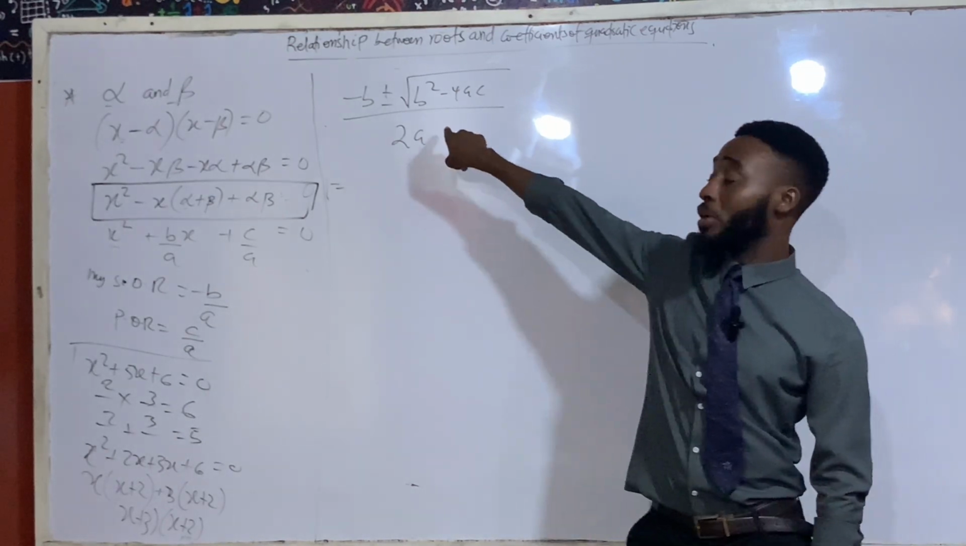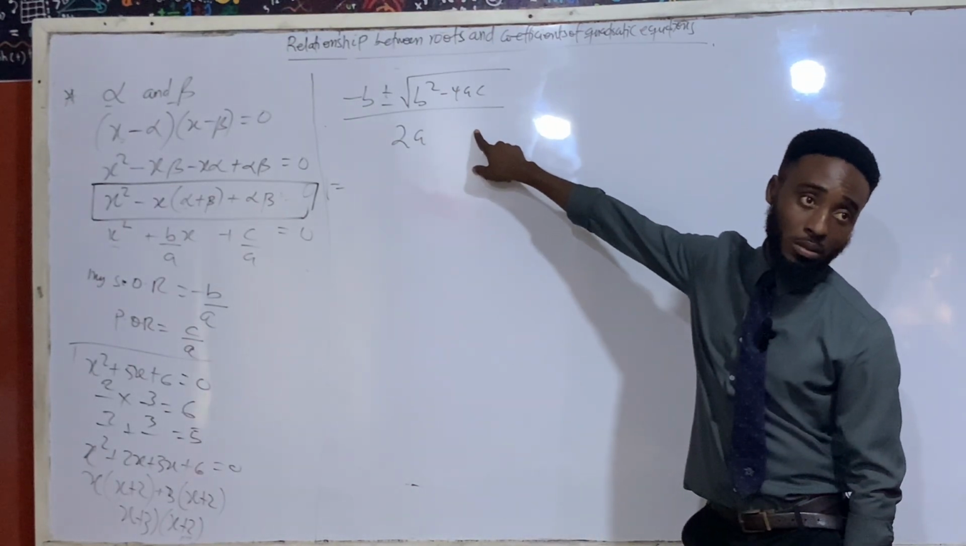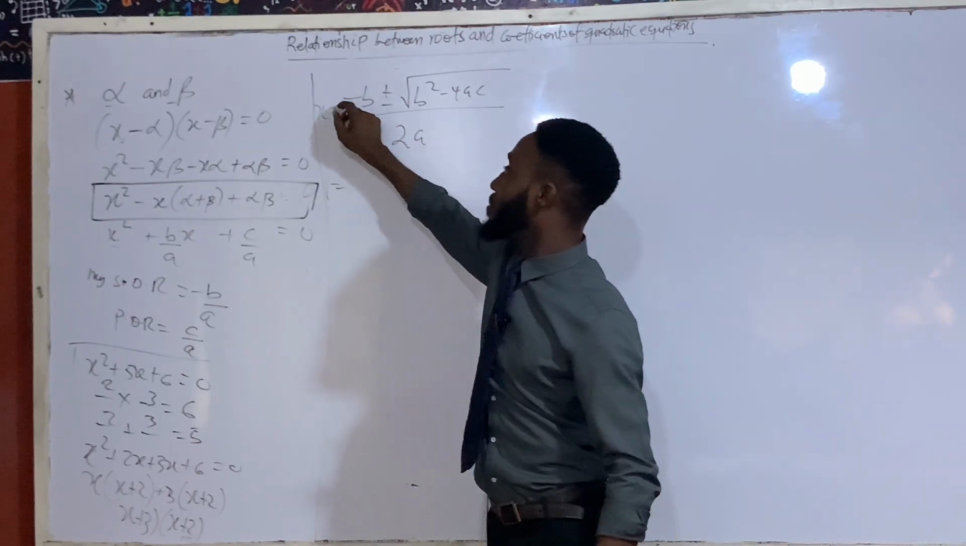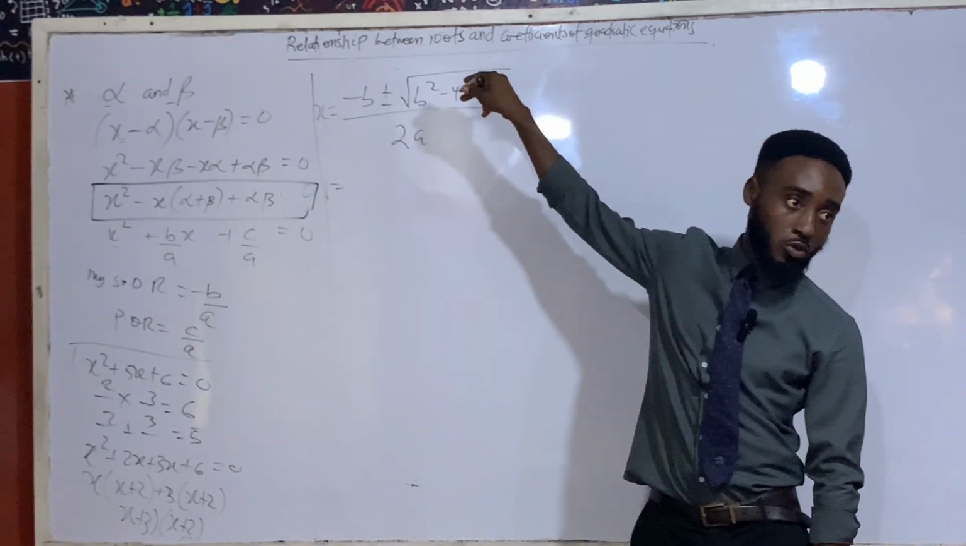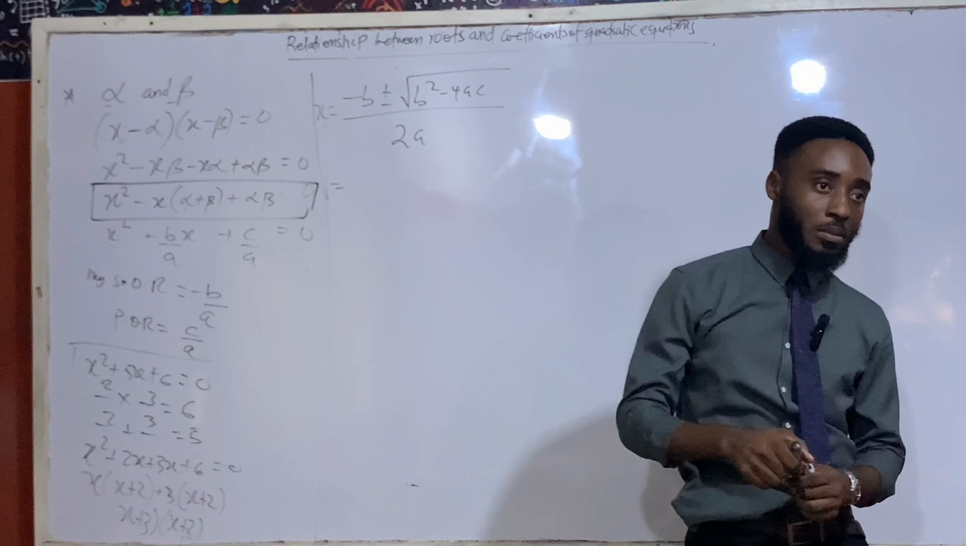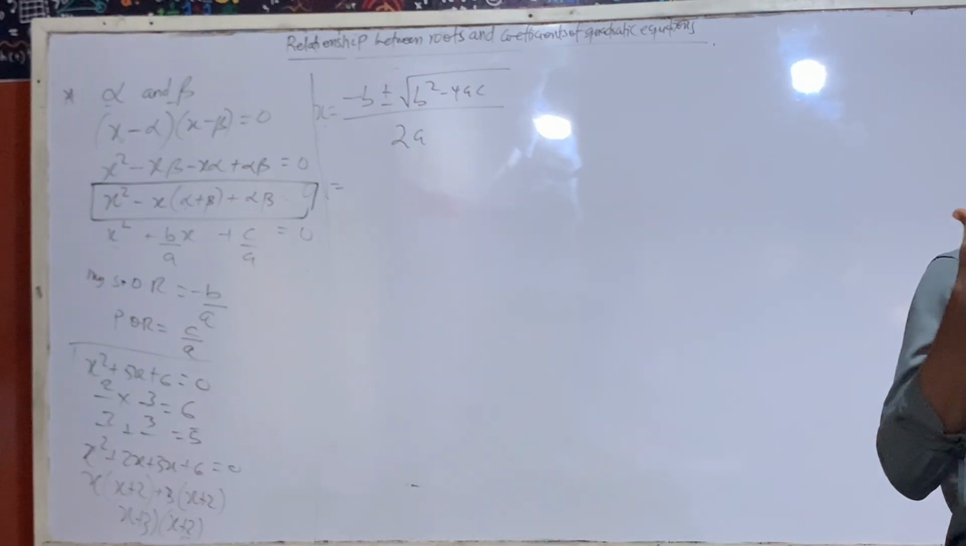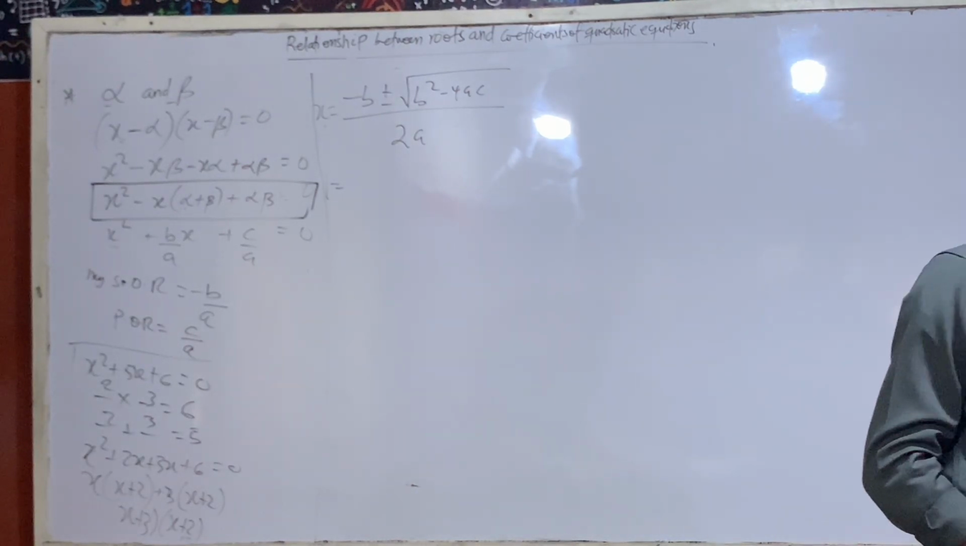What are the two? You know there are two roots, two things over here. X is equal to this. There are two values here. What are they? It's just right there. You don't have to think so much.